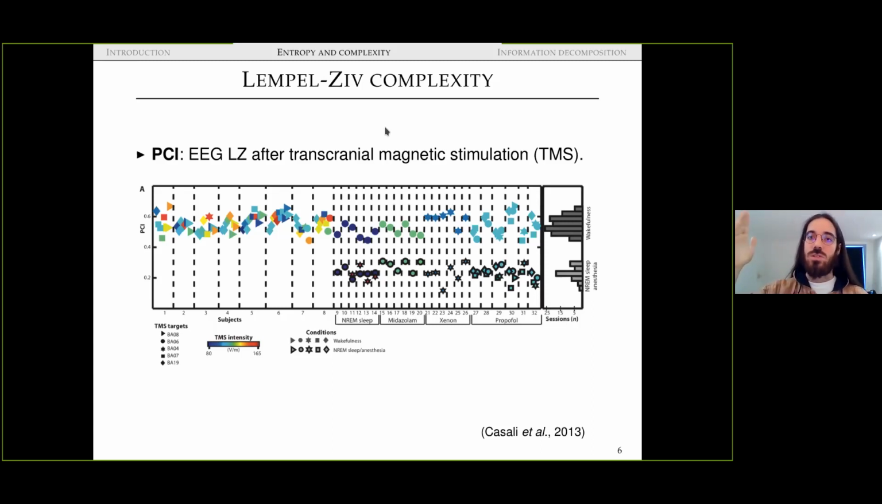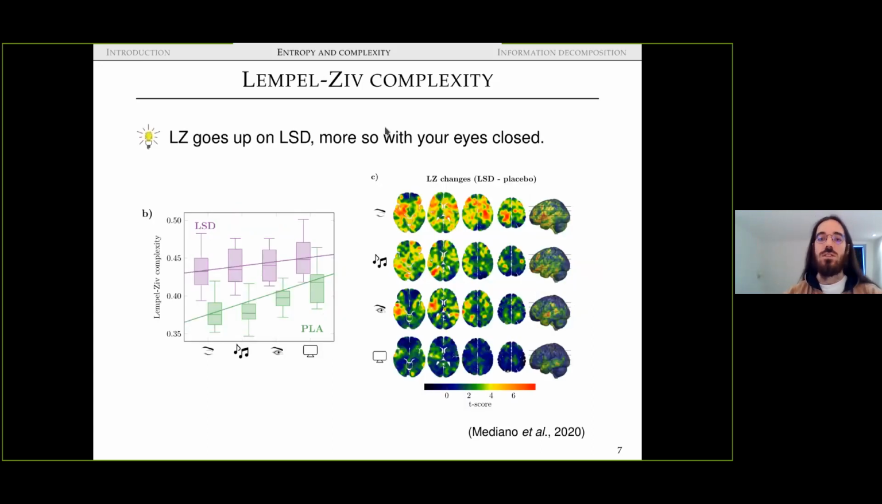It is very high if participants are awake, and very low if participants are either asleep or under various forms of anesthesia. And not only does this impulsive measure go down when you're unconscious, it can also increase under certain conditions. For example, we had a recent preprint where we showed that impulsive complexity goes up when you're on a psychedelic drug like LSD, but also when you're receiving some external stimulation, like watching a video or listening to music. So this all goes to show that LZ is a very effective tool to study consciousness and cognition in general.